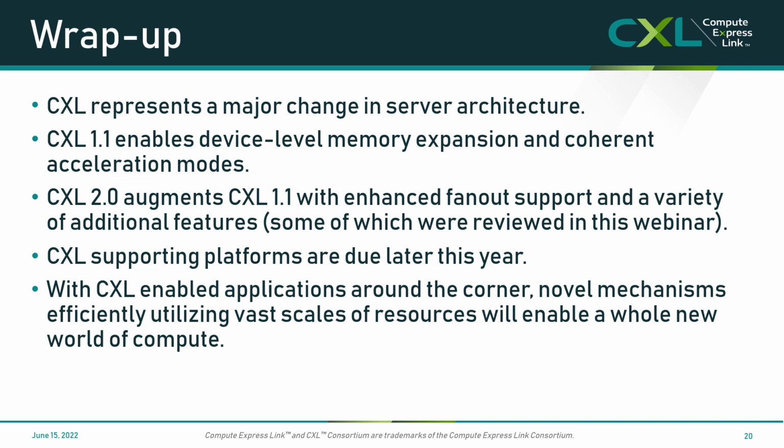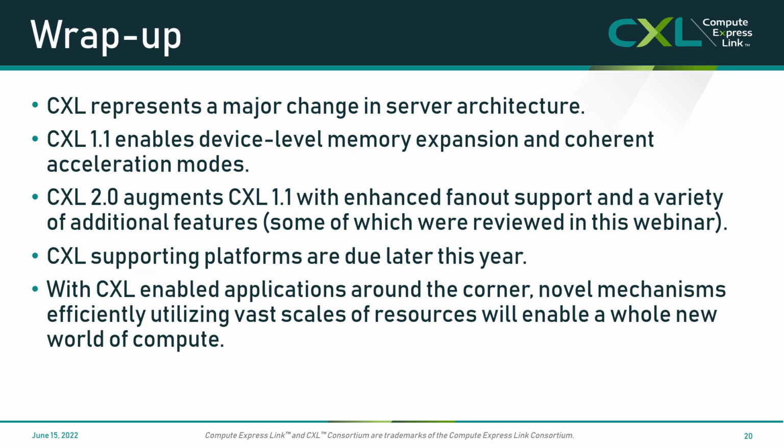So CXL represents a major change in server architecture as it allows a standard, widely adopted way of connecting to the memory and caching subsystems. And this capability actually enables a huge amount of application and use cases that were not possible in standard systems, at least before it was introduced. Now, CXL 1.1 enables device-level memory expansion and coherent acceleration modes, and CXL 2.0 augments CXL 1.1 with enhanced fan-out support and a variety of additional features, some of which we covered in this webinar.